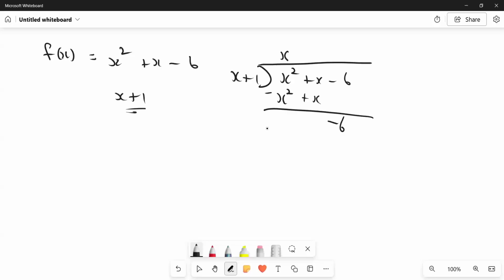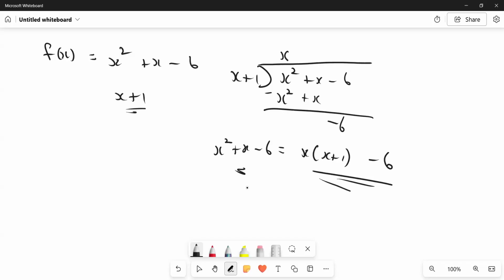So basically what they're saying here is that x squared plus x minus 6 is equal to x times x plus 1, minus 6, right? And that makes sense. It is true, right? 6 is the remainder then. 6 is the remainder when you divide x squared plus x minus 6 by x plus 1. I should have used maybe another number here, maybe x plus 2, and see what happens. Yeah, let me try that. All right, we can work with this.